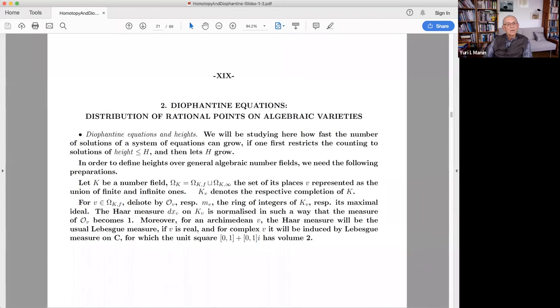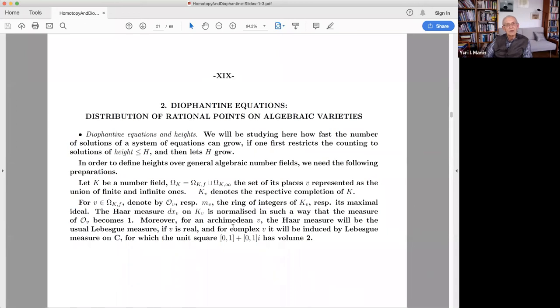Okay, so if v is finite, then we can define by O_v the ring of integers, and it has a maximal ideal M_v. So p-adically, these will be p-adic integers, and here it will be p-adic integers divisible by p. They form an additive group in particular, with a measure, and the measure invariant with respect to the shift is normalized in such a way that the measure of the integers becomes one.